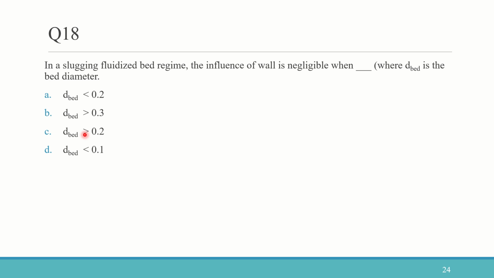Option D is the right answer. D bed is less than 0.1. This question we have seen in last few slides before as well. So I am just skipping to the next question.